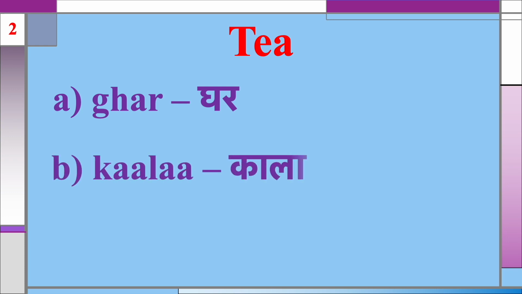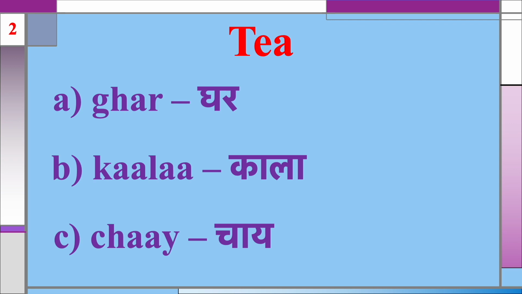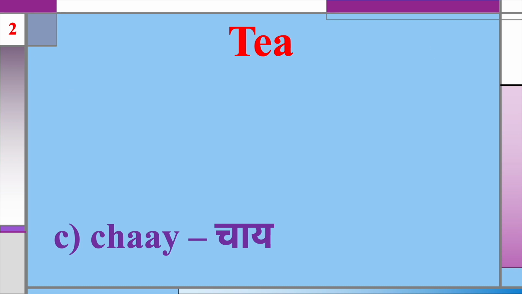The second word is tea, and the options are घर, काला, chai, and the timer starts now. The correct answer is chai.